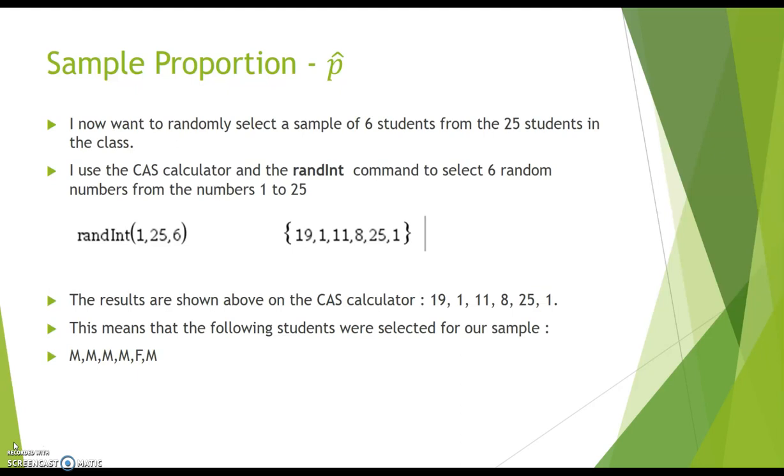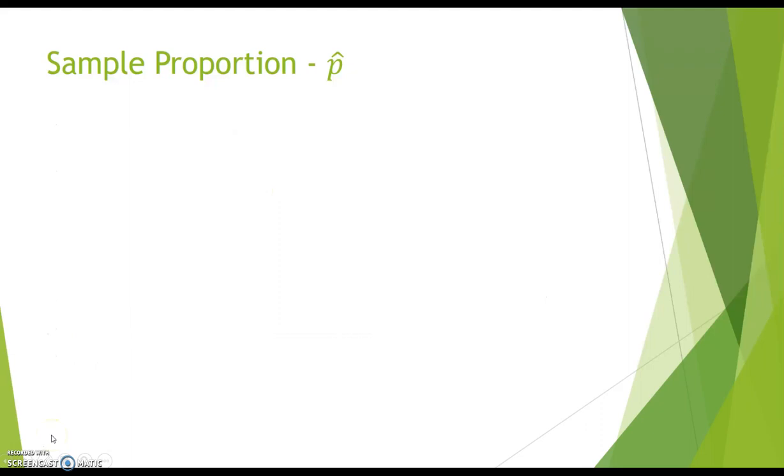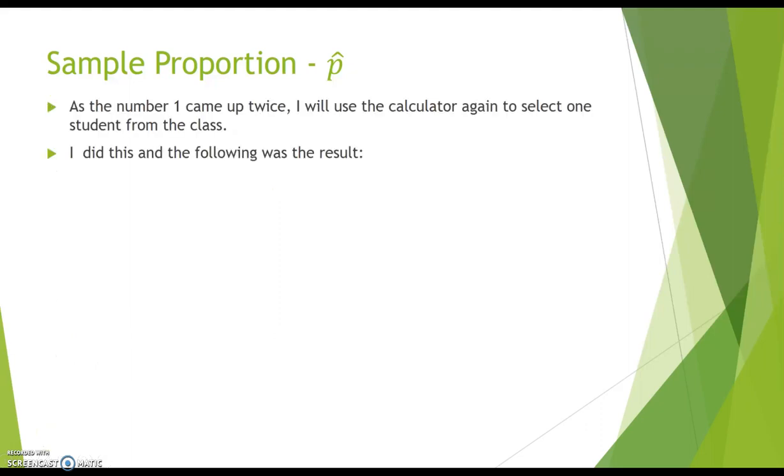This means that the following students were selected for our sample. Student 19 was a male, student 1 was a male, student 11 was a male, student 8 was a male, student 25 was a female, and student 1 again, of course, was a male. As the number 1 came up twice, I will use the calculator again to select 1 student from the class. I did this with the following result.